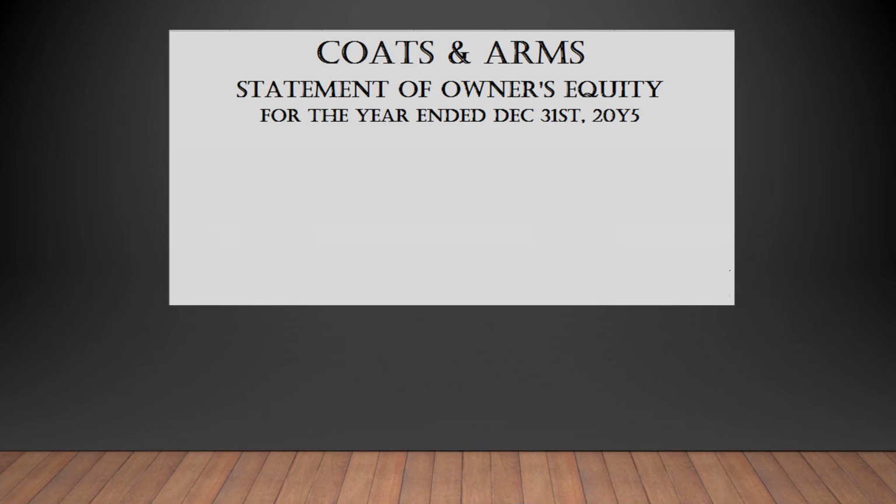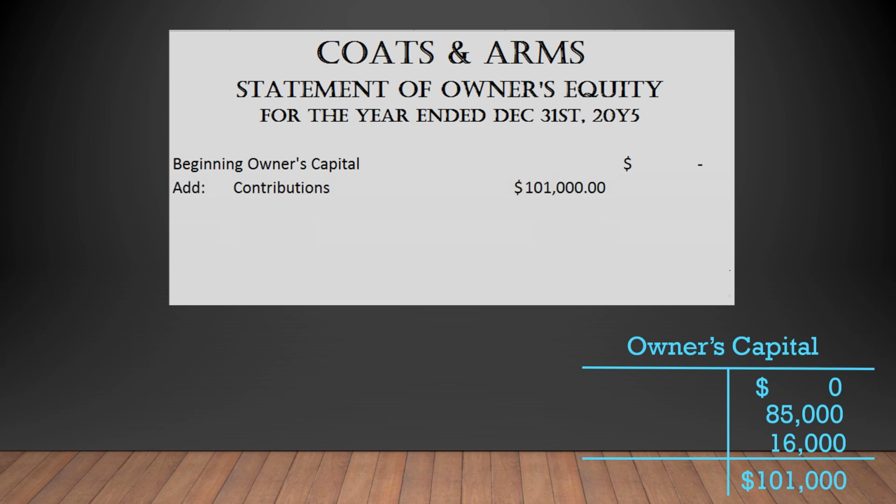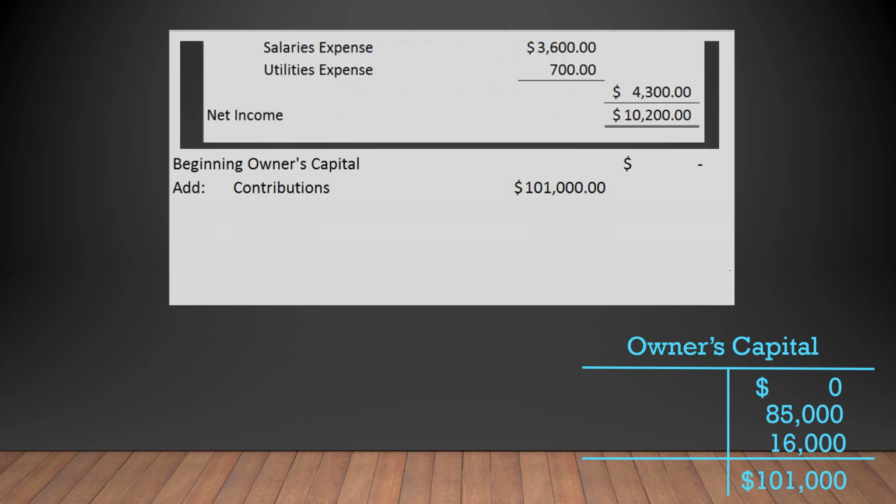Next comes our statement of owner's equity. To begin, we look back at our owner's capital ledger. Since this year was Coats & Arms' first year of operations, its beginning balance was zero. That'll be our beginning owner's capital on the statement. We booked two credits to owner's capital for a cash and automobile contribution. So these two amounts sum to our contributions on the statement. Next, we add in our net income from the income statement. Lastly, we take the balance from owner's drawings.